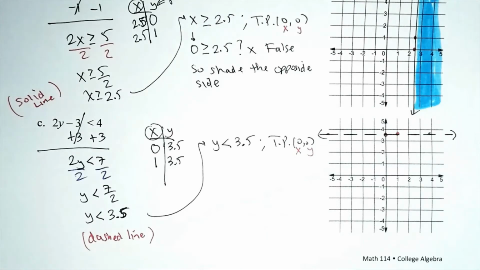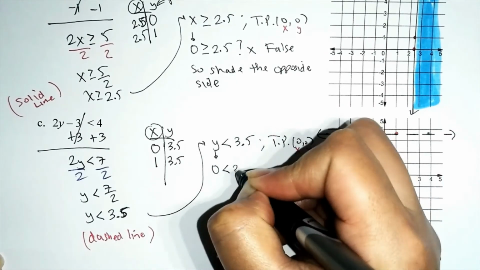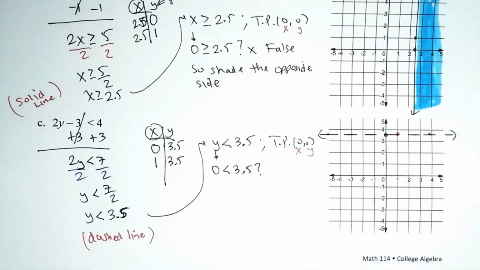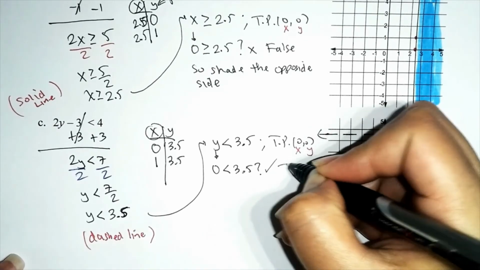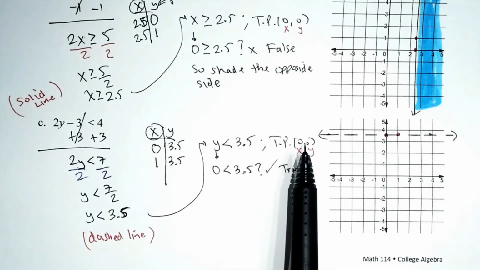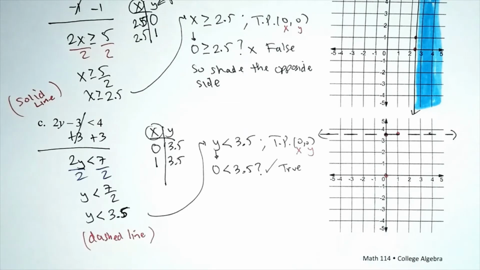So we're going to substitute the coordinates, 0 for x and 0 for y. So we have y, which is 0. I need to know, is 0 really less than 3.5? And the answer, yes, it is. 0 is less than 3.5. So it checks out, or we get a true statement. So because our test point is a solution, then we can graph it.